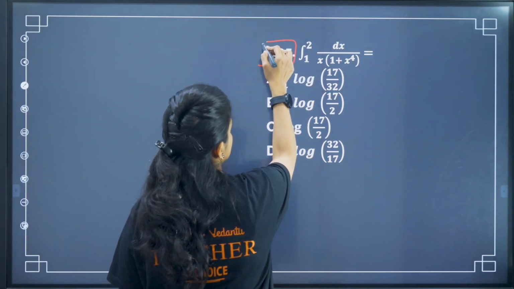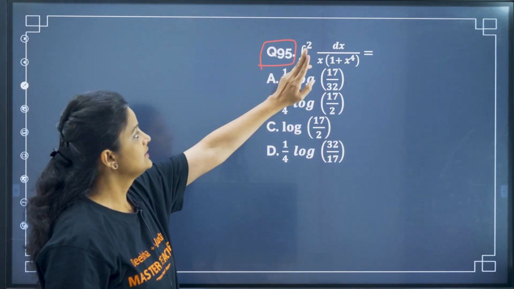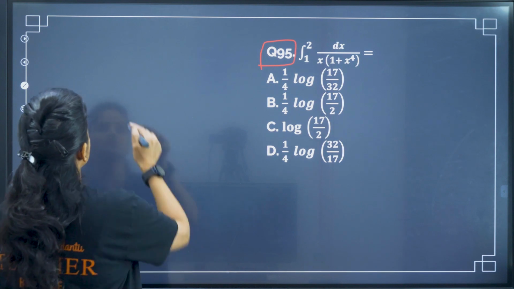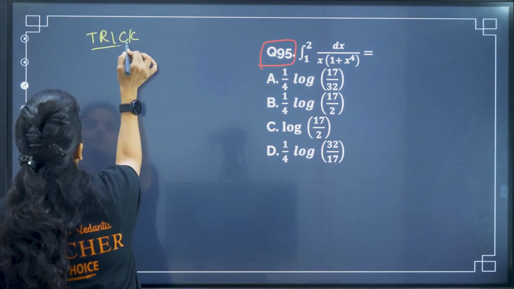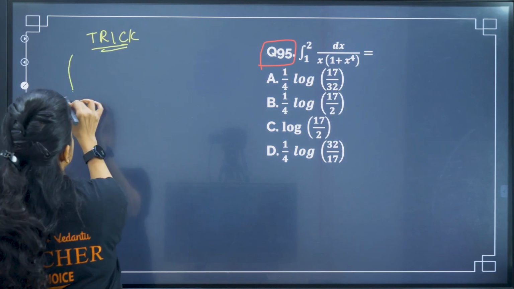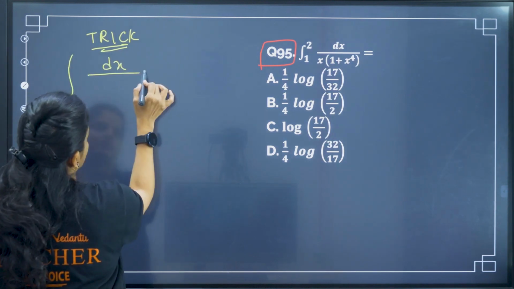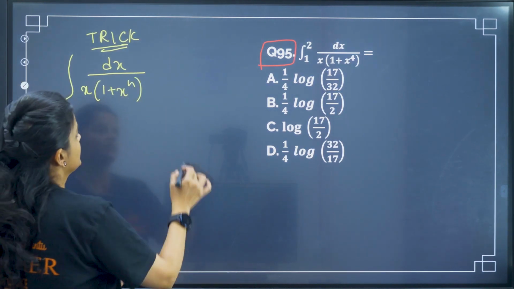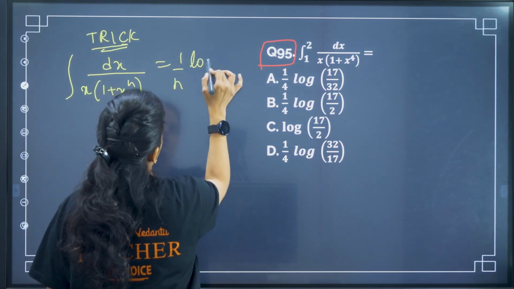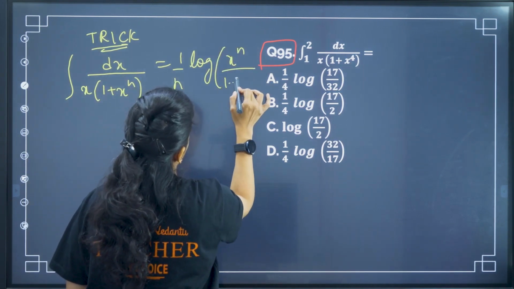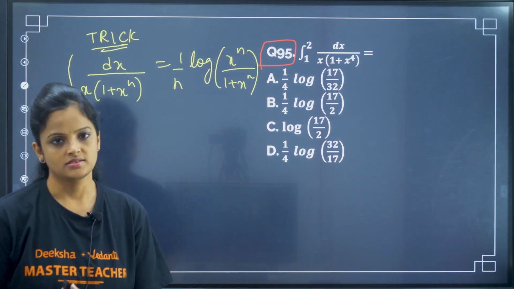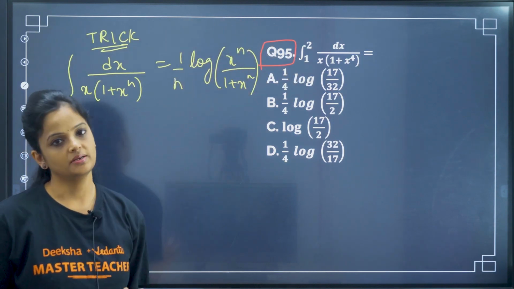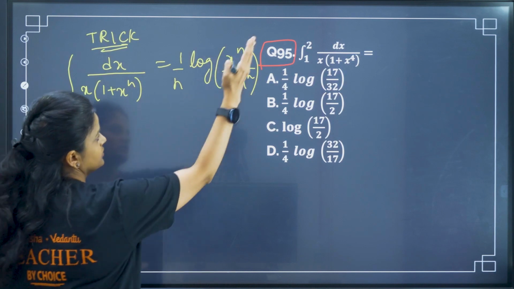95th, once again integration. Integration of dx divided by x into 1 plus x power 4. Not to worry, we have a trick for this. If the question is in the form of dx divided by x into 1 plus x to the power of n, the answer is 1 by n log of x to the power of n divided by 1 plus x to the power of n. This is the answer. If you have limits, after writing that answer, you have to put the limits. Okay.